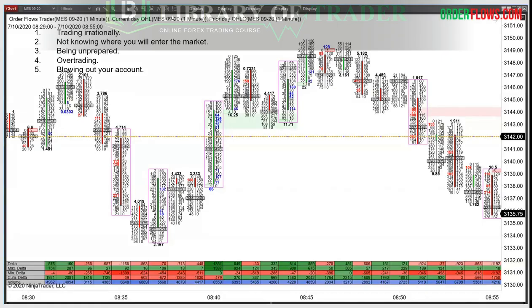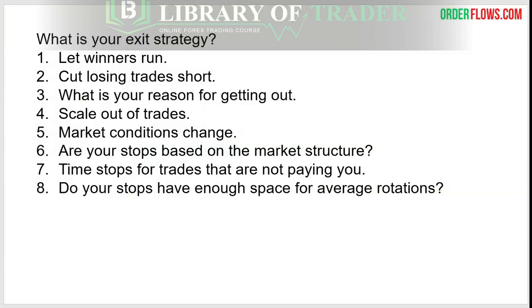So for example, here's the MES. If you have your trading plan, say I'm going to be buying stacked imbalances. You know where you're getting long, you know where you're going to be placing your stop, and you're only going to be focused on when you see a stacked buying imbalance or a stacked selling imbalance. So you know where you're going to enter the trade. You're not going to be unprepared, you're not going to take trades that you shouldn't take, and you're not going to blow out, because you're going to be focused on what you should be focused on in the market.